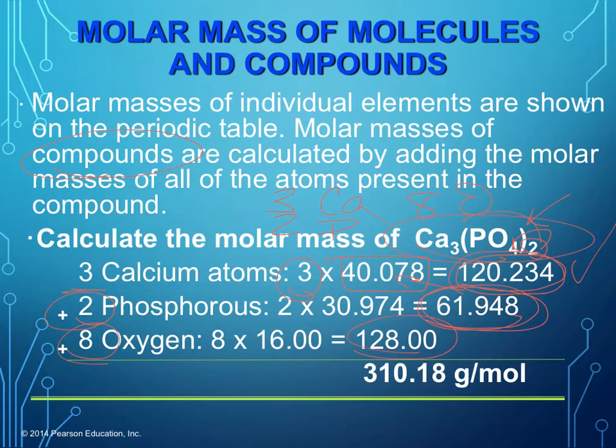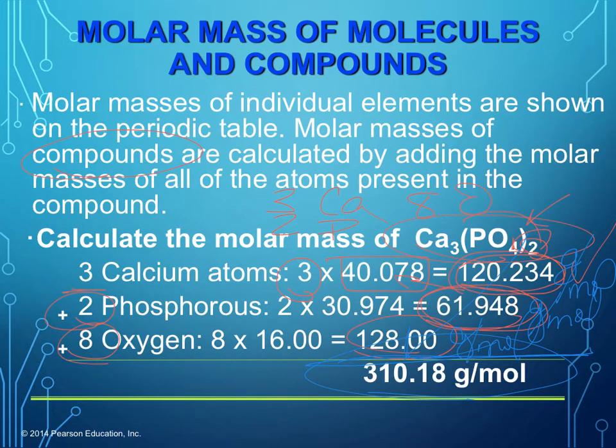Now, I haven't shown the units on the individual atoms, and I should have. Every time, this is very important, that you're calculating any type of molar mass, remember that the units are grams per mole. That's how many grams of the substance there is in 1 mole of it. Grams per mole. Very important. So to find the entire molar mass of calcium phosphate, add all of these individual atom masses up, and you get that the molar mass of calcium phosphate is 310.18.